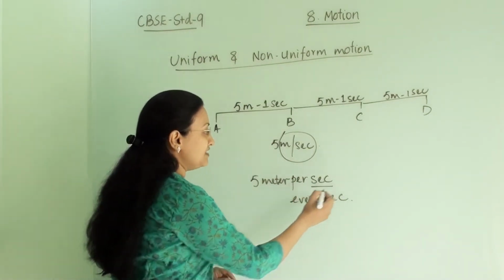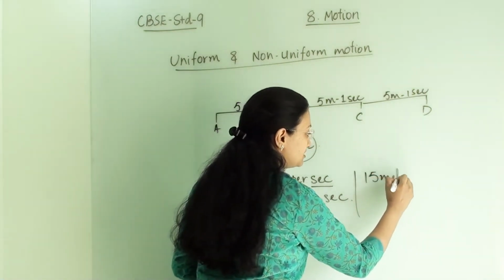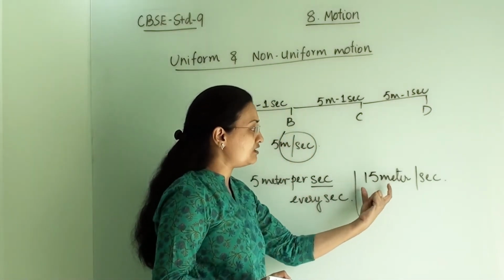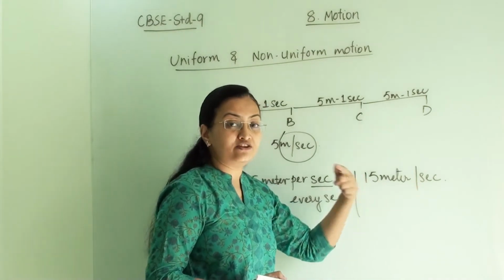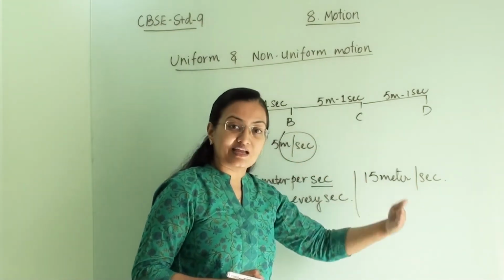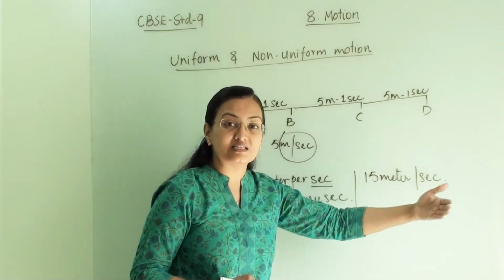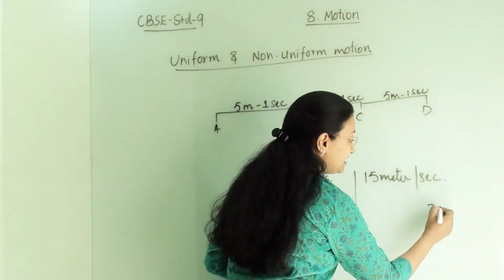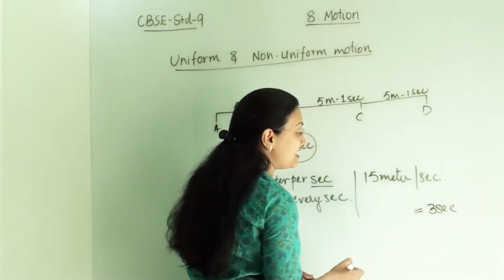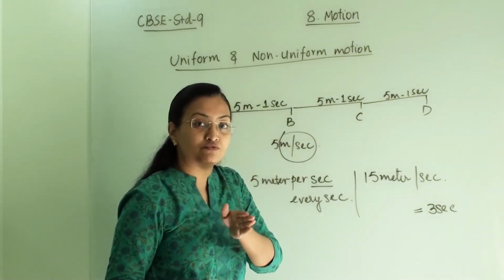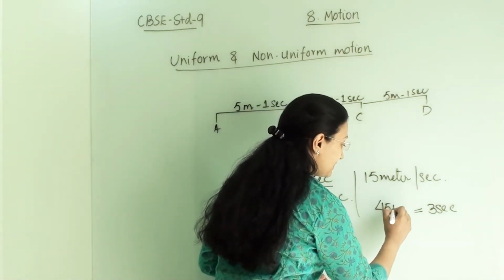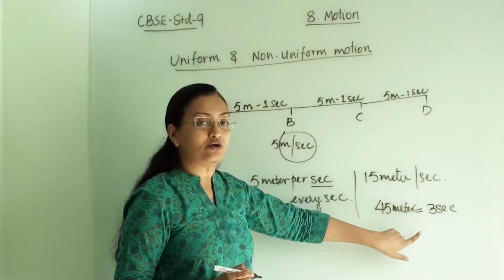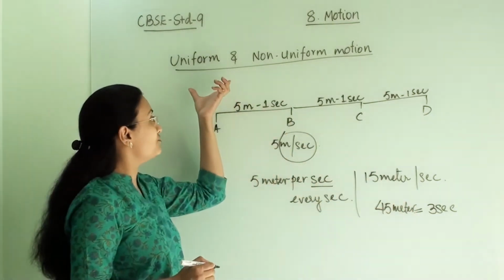Now if I write 15 meter per second, that means the object is covering 15 meter in every second. In the first second 15 meter, in the second second 15 meter, in the consecutive third second it will cover 15 meter. So if it travels for 3 seconds, then it will cover 15 plus 15 plus 15, so it is 45 meter. It has covered 45 meter in 3 seconds. That is the meaning of uniformity, that is the meaning of uniform motion.